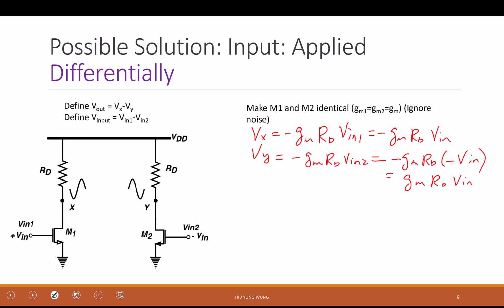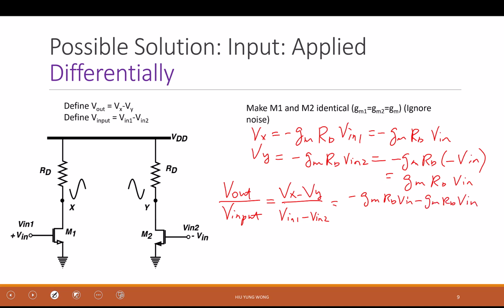Now you tell me what is V out divided by V input. Remember, we don't just talk about V in now, we need to follow. We say this is the input, this is the output, because I care about that signal. What is V out? Vx minus Vy. And V in is V in 1 minus V in 2. This is given, or you define it. Vx minus Vy is negative Gm Rd V in minus Gm Rd V in based on our calculation here.